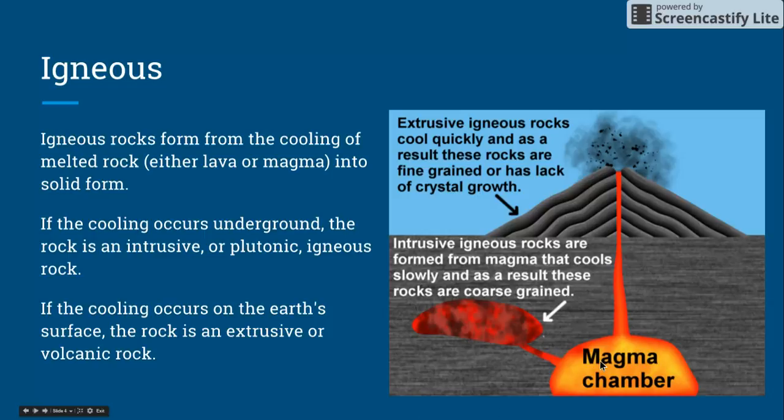Or you can have this kind of leakage from the magma chamber, and underground within the crust, this little bit of magma cools a lot slower because it's deeper in the earth. And in this, you have rocks that are really, really coarse grained. So if the cooling occurs underground, the rock is intrusive or plutonic. If it occurs on the Earth's crust or surface, the rock is extrusive, or another way to say that is volcanic rock.